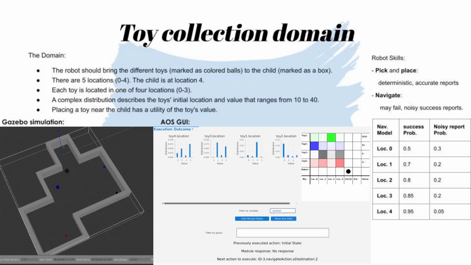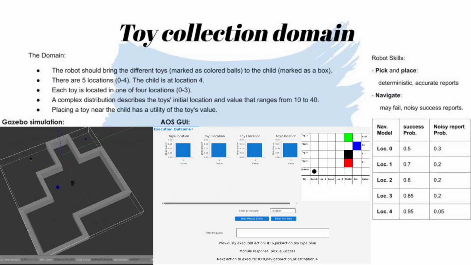Finally, we see the toy collection domain. On the left, we see a Turtlebot Gazebo simulation in which a robot receives a reward for bringing toys to a child. Toy locations and values are unknown to the robot. The robot's navigation skill may fail and has noisy reports for its success. Its pick skill can only be used 6 times. It works only when the robot is near the exact toy it tried to pick, and returns an accurate observation of its success. On the right, we see the AOS belief state visualization GUI.